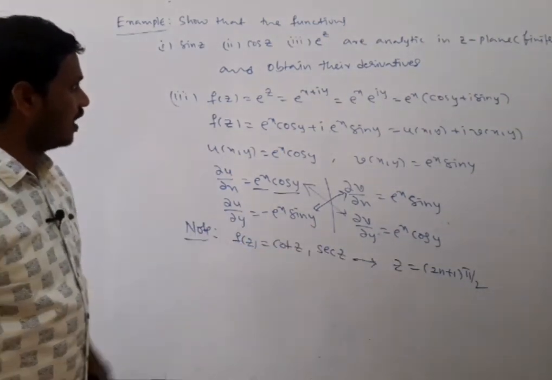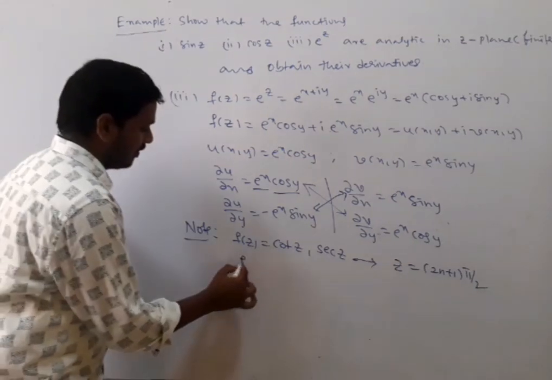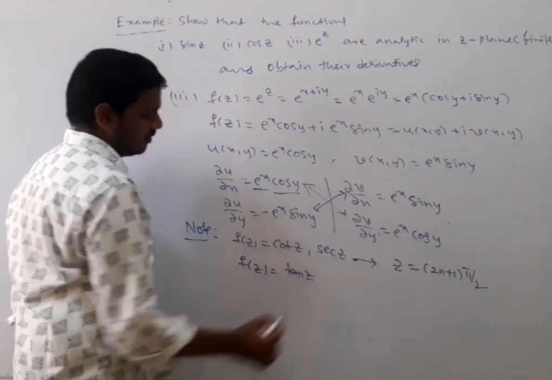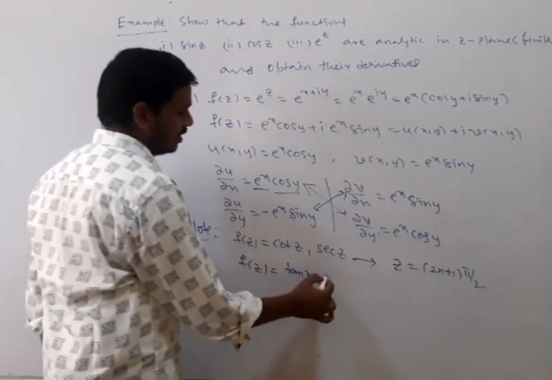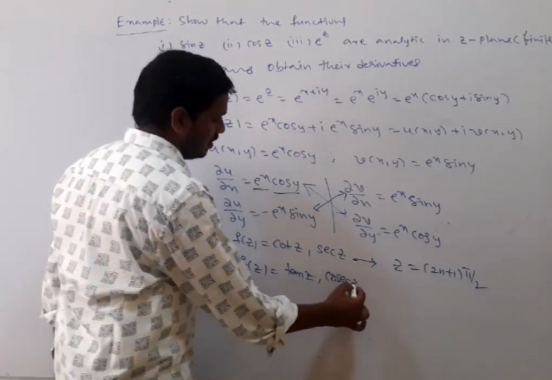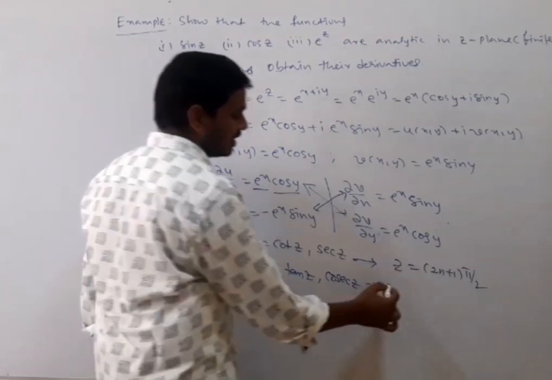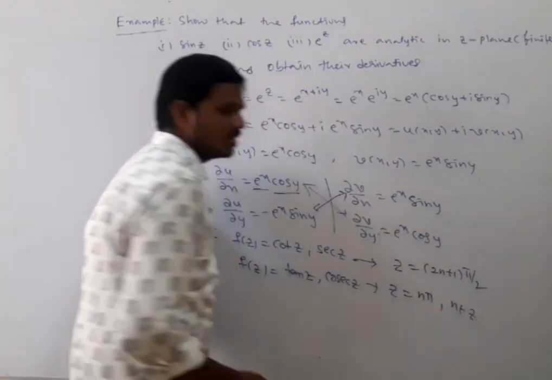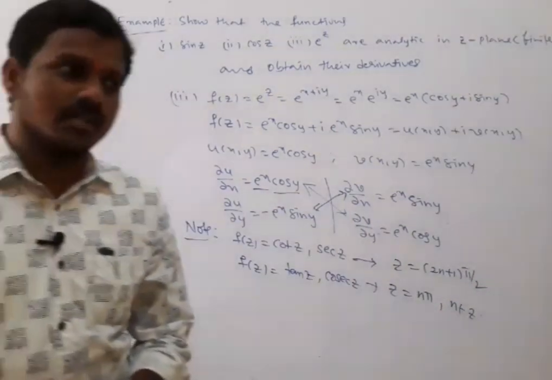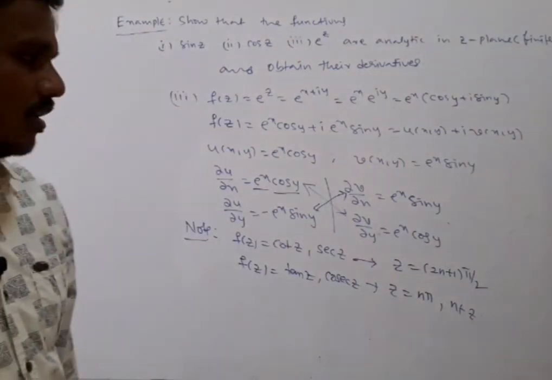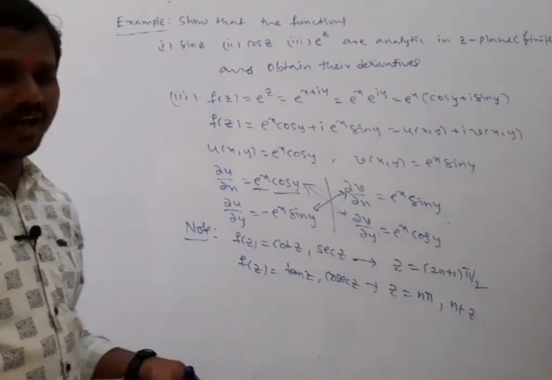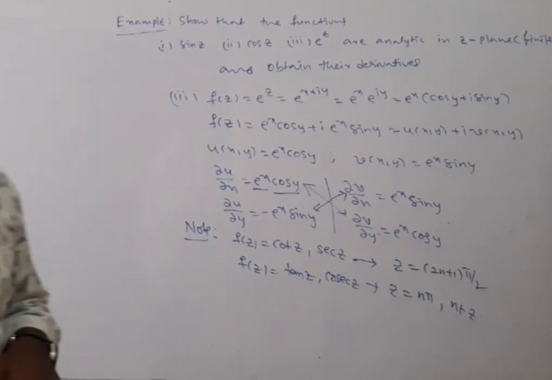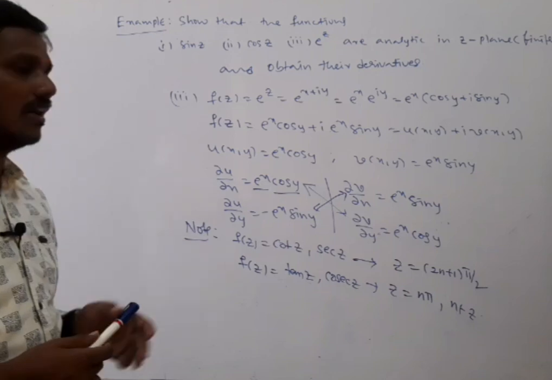Right? Next, if you go for f of z equal to, remaining is what? Tan z and cosecant z. These functions are not analytic at z equals n pi, n belongs to Z. Where the function is not defined, it is not continuous. Not continuous means not differentiable. Not differentiable means not analytic. Okay, this is about the analyticity of the elementary trigonometric functions.